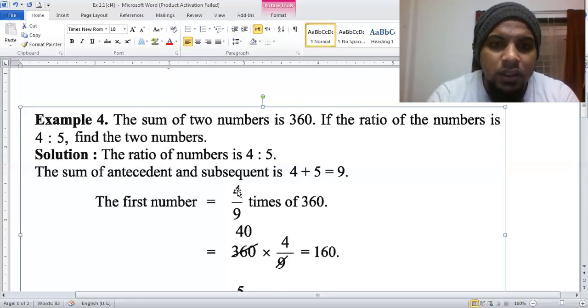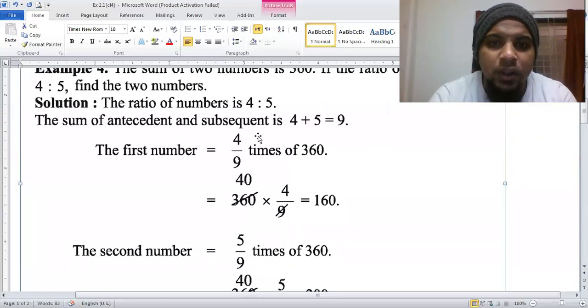4 is the quantity for the first number and 9 is their sum. 4 by 9 times of 360, and 360 is the sum of the two numbers. Okay, we have to utilize 360 also to get all the numbers. The first number is 4 by 9 times of 360. Here 360 is divisible by 9.